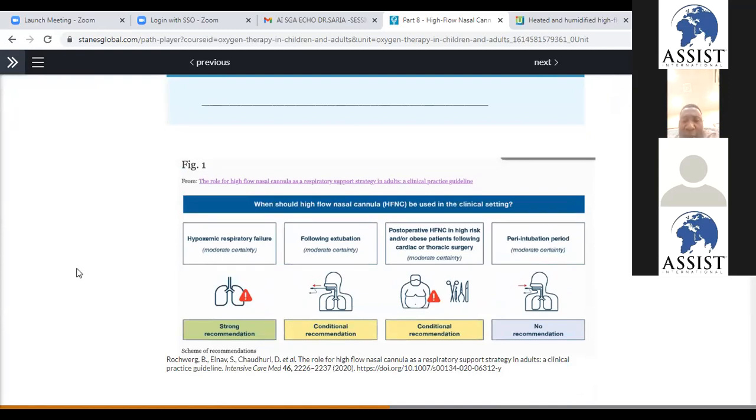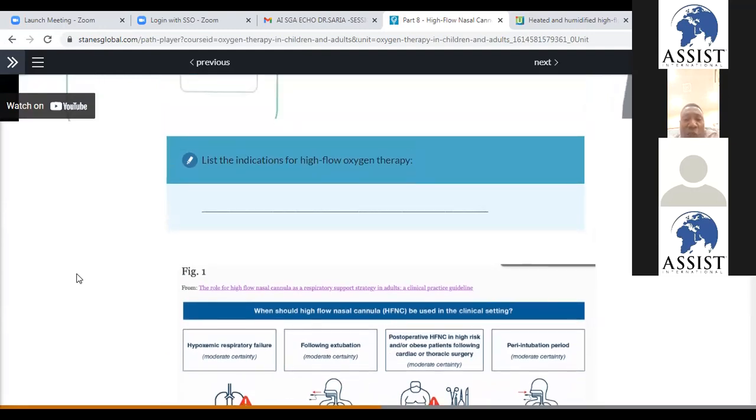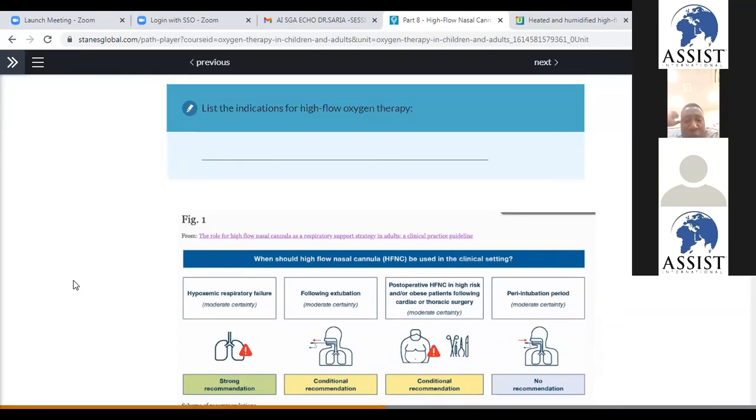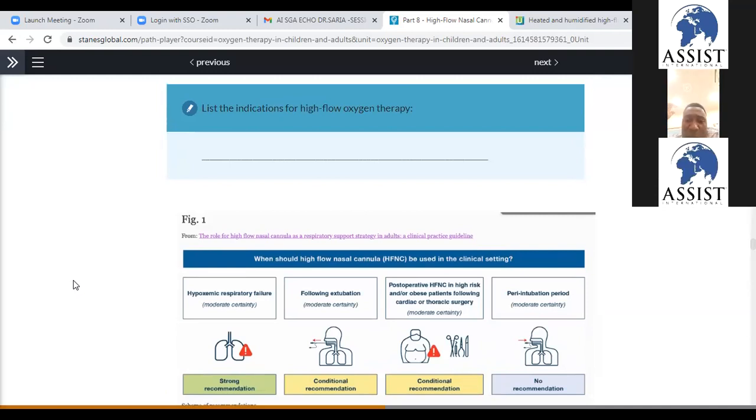So these are the indications of high flow oxygen therapy, and it is strongly recommended especially for patients with hypoxemic respiratory failure, which is type 1 respiratory failure. For perioperative use it is not recommended, as you can see, but for after extubation, when the patient needs oxygen, it's a conditional recommendation. That means you have to weigh the benefit and the risk and use your clinical judgment. But for hypoxemic respiratory failure, it is strongly recommended to give high flow oxygen therapy.